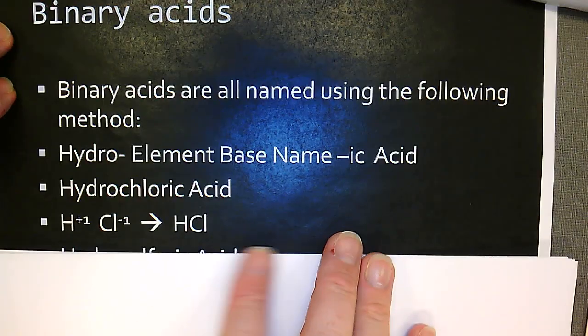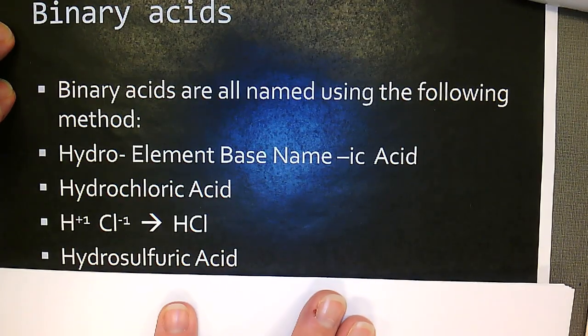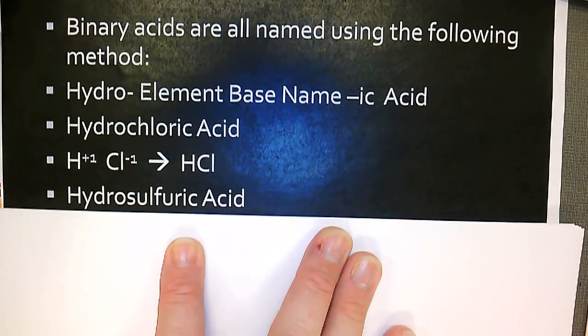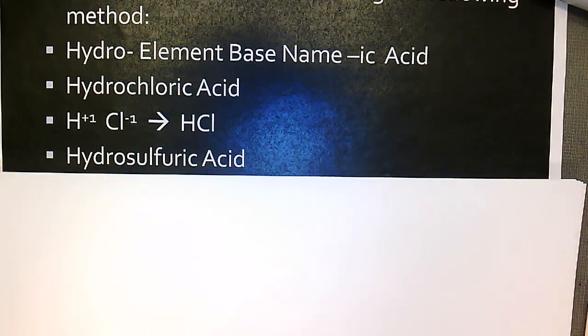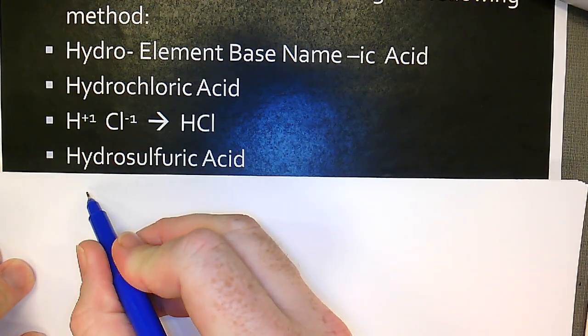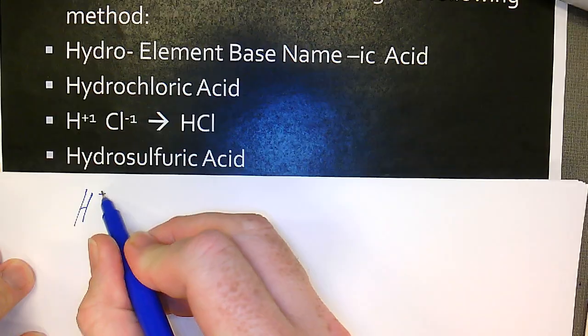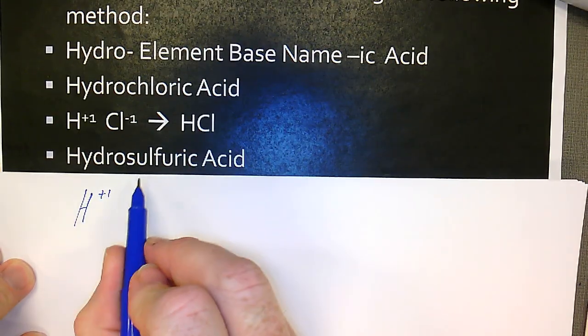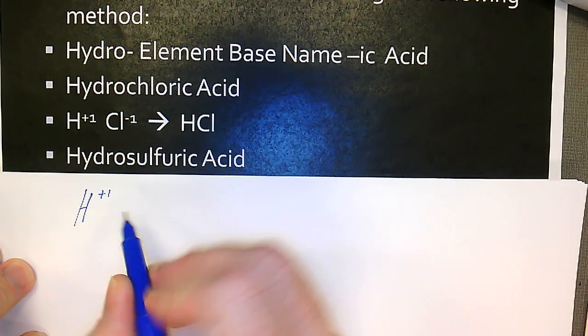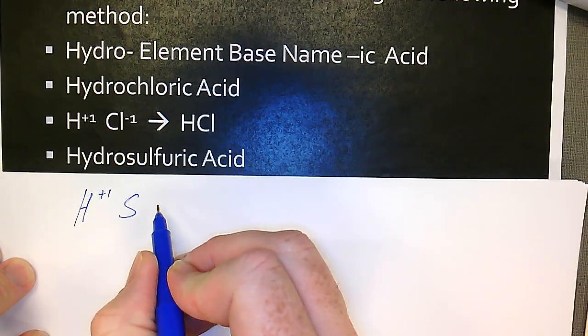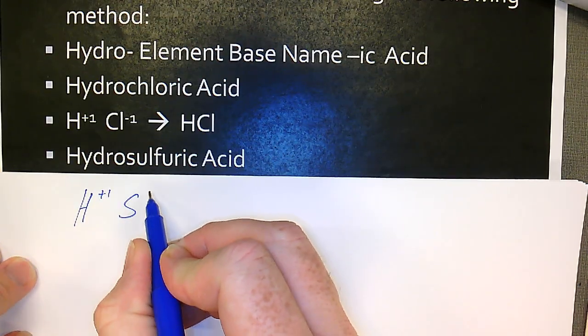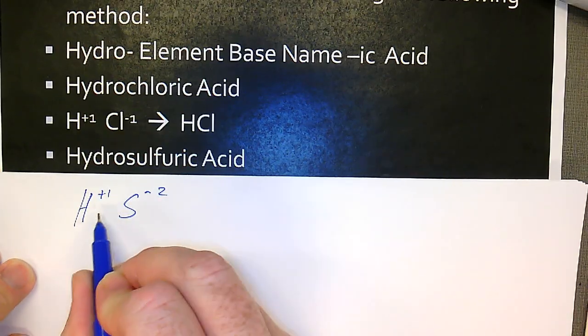Okay, I think I have another example. Hydrosulfuric acid. So what's it going to start with? What element does it start with? Hydrogen. And it's plus one, right? And then sulfuric is going to be which element? Sulfur. What's the charge of sulfur from your periodic table? Negative 2. So how many hydrogens do I need?